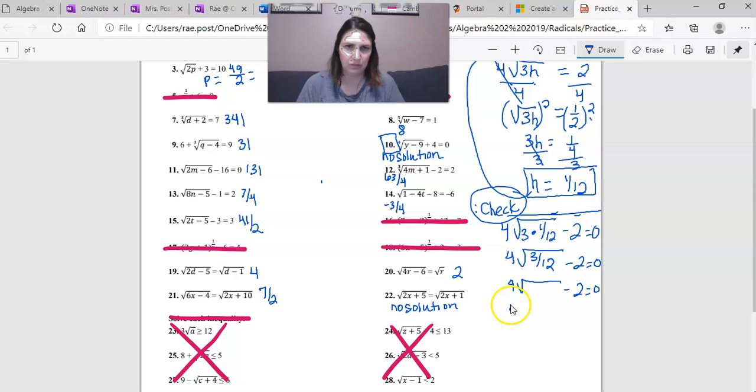So it would be 4 times, what did I say? 3 divided by 12 is 1/4, and then take the square root of that, which should give you 4 times 1/2 minus 2 equals 0. So 4 times 1/2 should give you 2. 2 minus 2 is equal to 0. So that works out well.